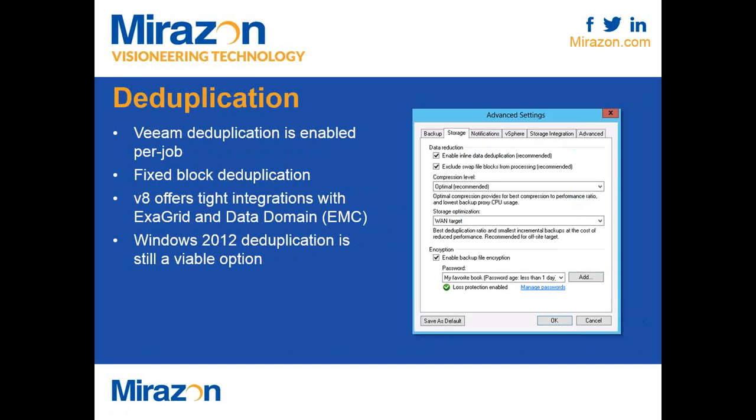Deduplication. We wanted to hit on the deduplication part of Veeam. Veeam has always been awesome with its deduplication, which is enabled per job. We all love Veeam because it really allows us to get a lot of space savings in our backup job, as we see in our advanced settings here from the data reduction tab. It is fixed block deduplication. That fixed block deduplication gives us really tight integration with ExaGrid and Data Domain for those customers that have those as their backup repositories. V8 gives us a nice tight integration with those. You'll see much better performance.